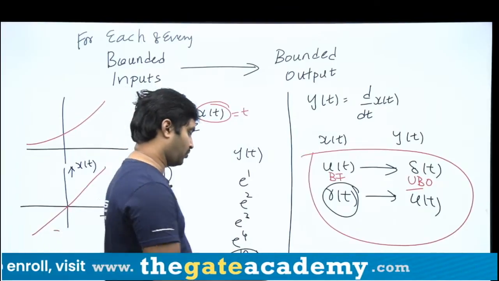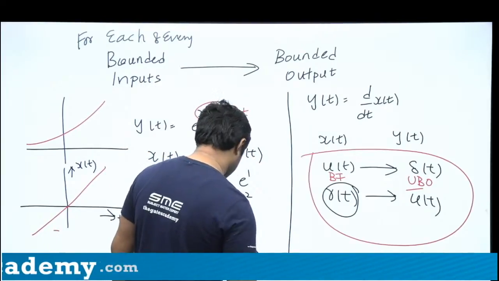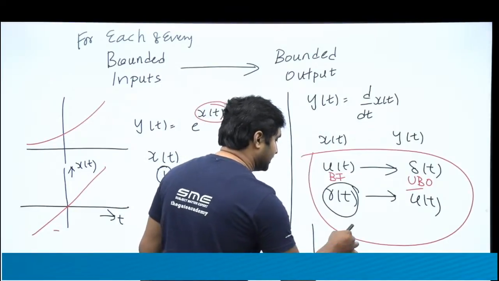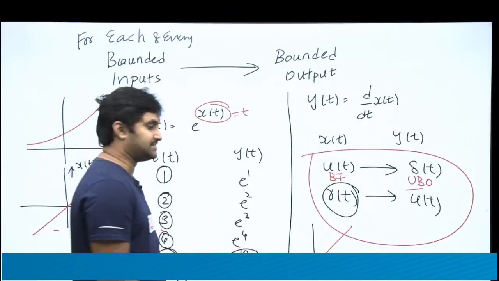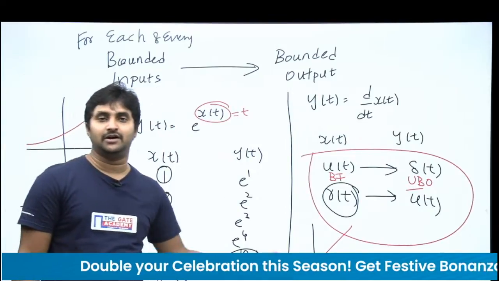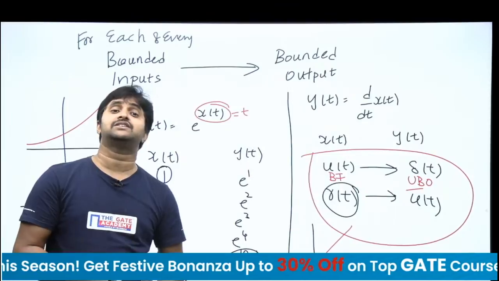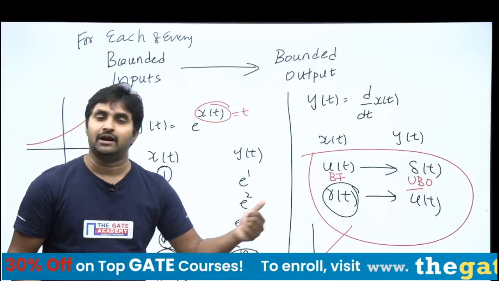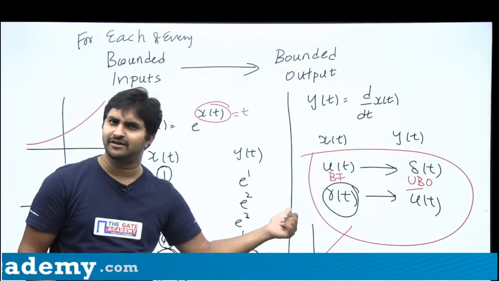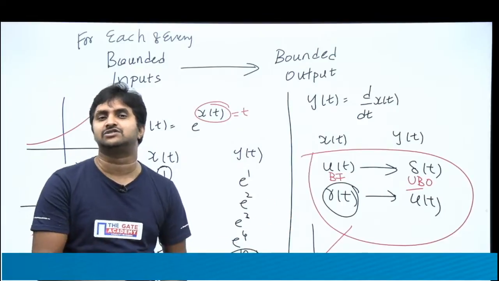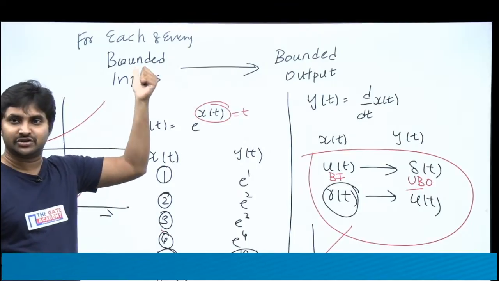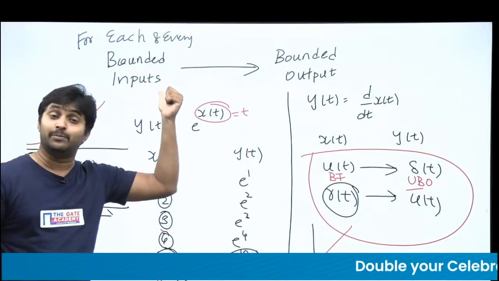The answer is no. It has to be no, my dear students, because the ramp is an example of an unbounded signal. So in the first place, I should not apply the ramp as an input. Why, sir? Because this is against the test of stability. For stability, you have to apply an input which is bounded in nature.